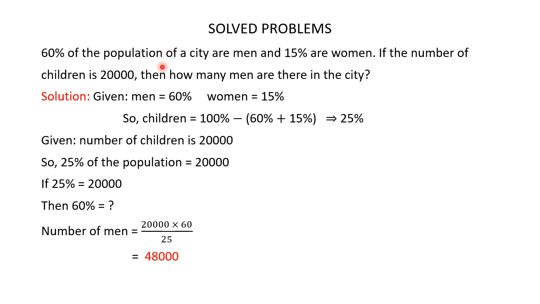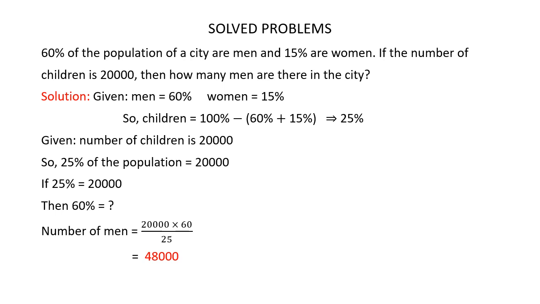60% of the population of a city are men and 15% are women. If the number of children is 20,000, then how many men are there in the city? So it's given that men is equal to 60% and women is 15%.